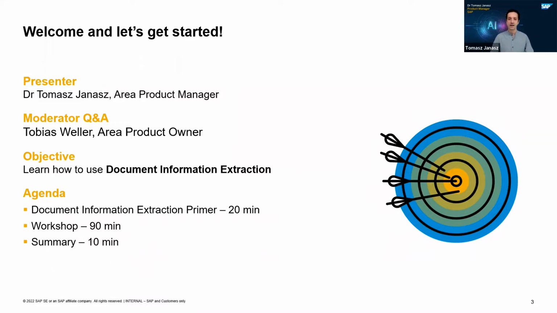Okay, so the objective of today's workshop is to learn how to use document information extraction. So the main points of the agenda are the introduction to the service and to the product, which will take approximately 20 minutes. Then we will jump into the hands-on session where we will go through several exercises that we have prepared for you, and which you can also find in the GitHub repo, but that I will talk about in a second. And then finally, at the end, we will wrap up and summarize the workshop.